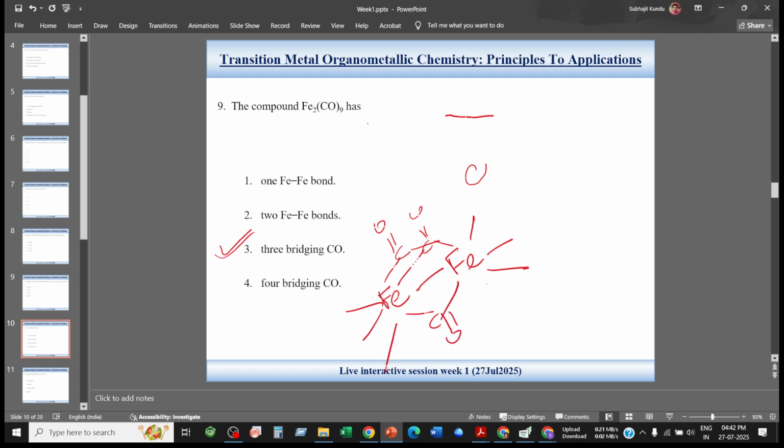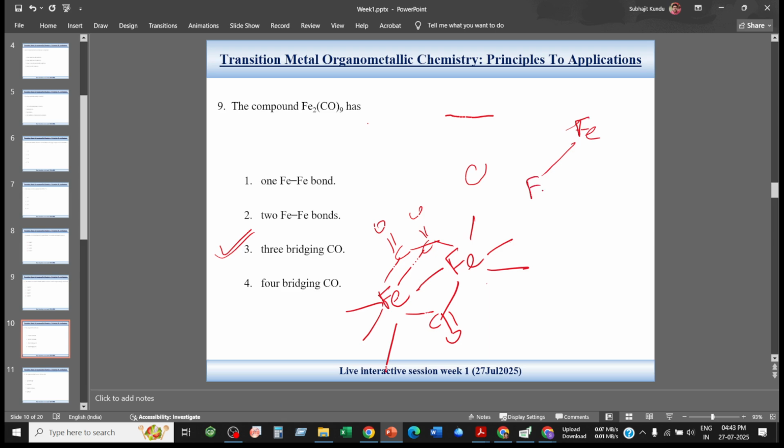So the structure is somehow like this. When it is Fe3CO12, how many Fe-Fe bonds will be there? It also obeys the 18 electron rule. There are 3 iron atoms, so they will form a triangle structure. 3 Fe-Fe bonds will be there.